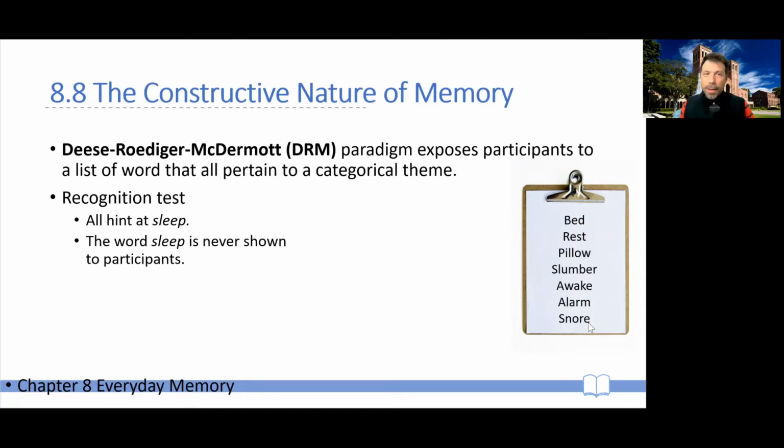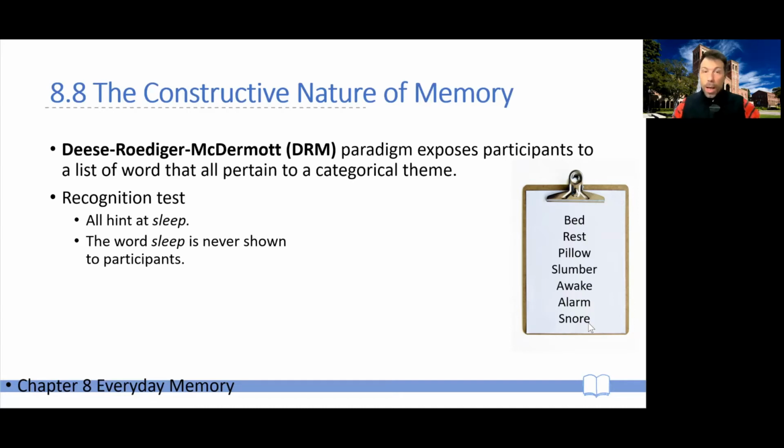In fact, they all relate to one word in particular, the word sleep. All these words are hinting at the word sleep. Sleep, however, is never presented. Now, then you have a recognition test.